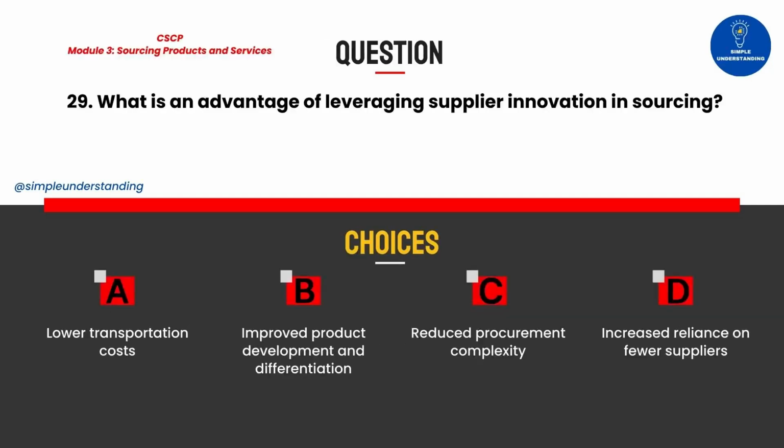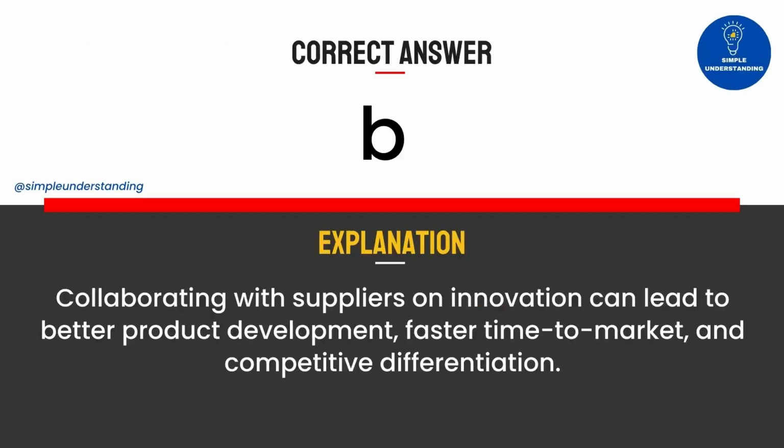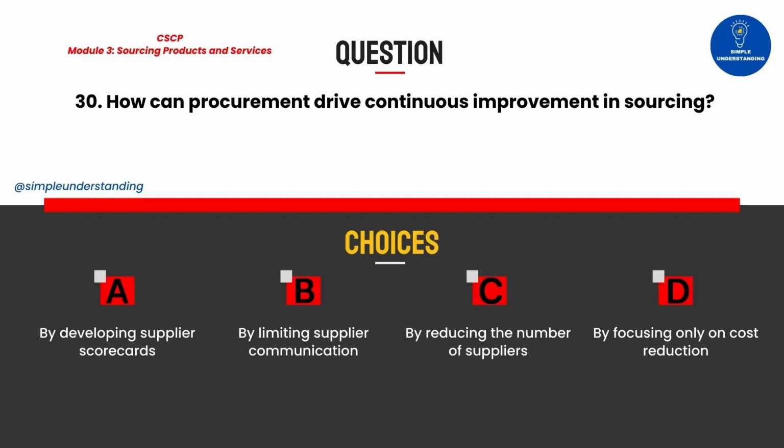29. What is an advantage of leveraging supplier innovation in sourcing? A. Lower transportation costs. B. Improved product development and differentiation. C. Reduced procurement complexity. D. Increased reliance on fewer suppliers. Correct answer, B. Explanation. Collaborating with suppliers on innovation can lead to better product development, faster time to market, and competitive differentiation.